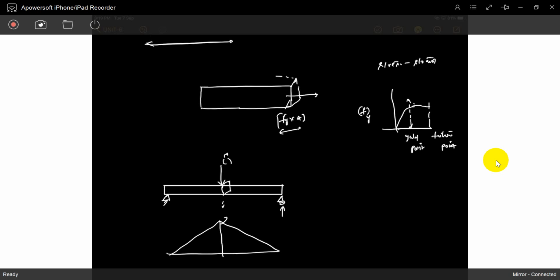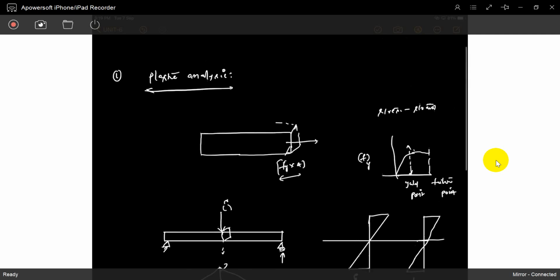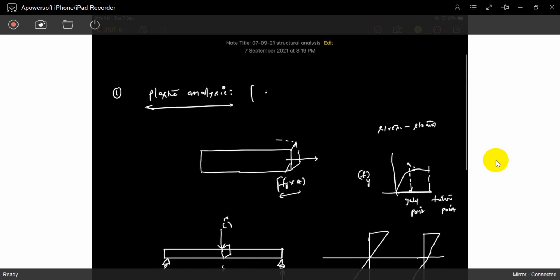So how do you find the bending moment? Through bending stresses. The section is yielding, the section encounters the strain. Later we will draw the stress diagram also. Mostly, not mostly, plastic analysis is applied only to steel structures, not concrete structures.